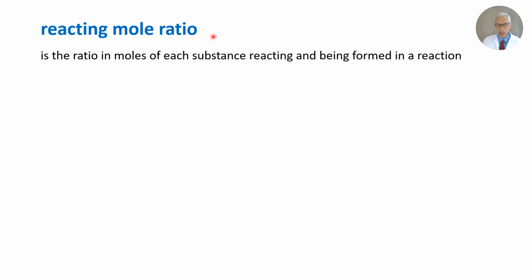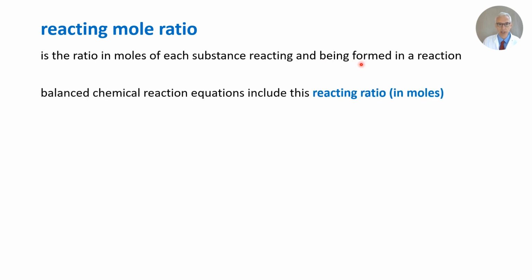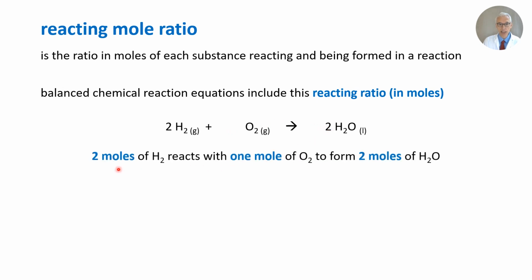The reacting mole ratio is the ratio in moles of each substance reacting and being formed in a chemical reaction. And of course, this is seen in the balanced chemical reaction. For example, the reacting ratio between hydrogen and oxygen is 2 to 1, and the formation of water is 2. So we have a ratio of 2 to 1 to 2. That's the reacting ratio, but it is a reacting ratio in moles. So 2 moles of hydrogen reacts with 1 mole of oxygen to form 2 moles of water.